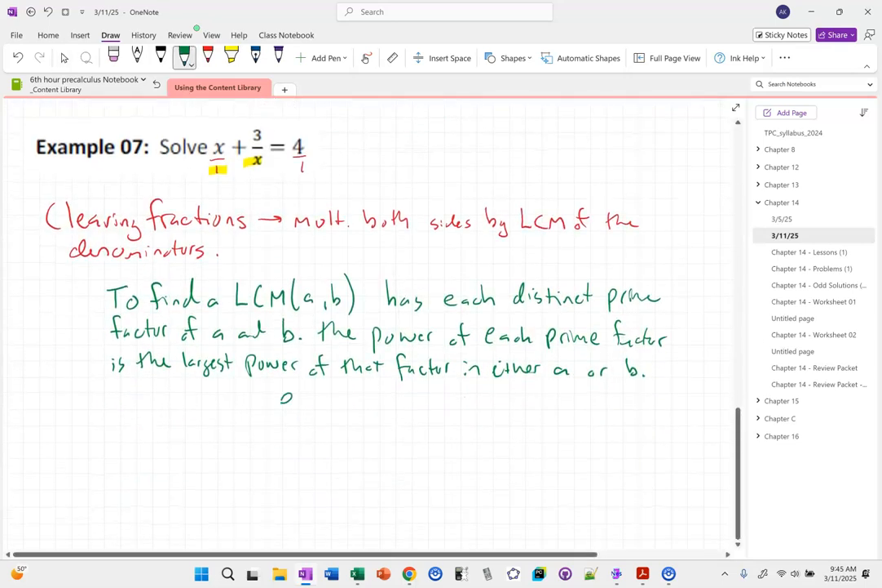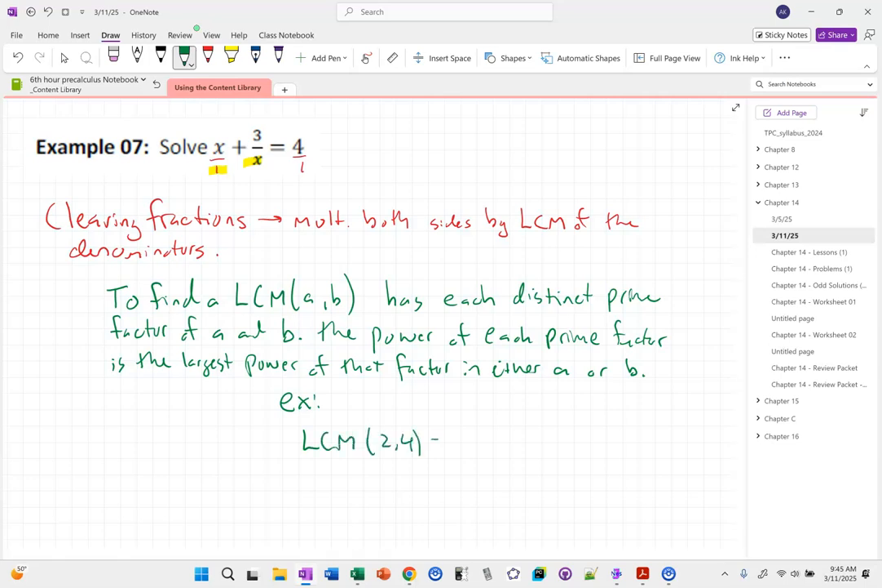So for example, let's just do some numbers. The least common multiple of 2 and 4 is... It is not 2. So the prime factorization of 2 is 2 to the first. The prime factorization of 4 is 2 squared. There's one distinct prime between 2 and 4. That's the number 2. The biggest power on 2 between 2 and 4 is the second. So my least common multiple is 2 to the second, or 4.